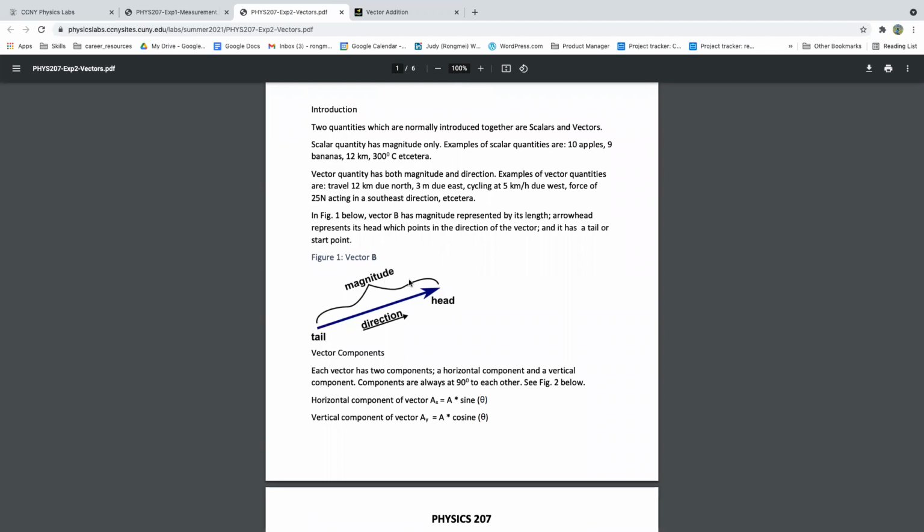Magnitude is the absolute value of this. Let's say this is 3 centimeters long, and the direction is pointing this way, and you have a tail and a head. So when you have a vector, you know the absolute value, which is the length, known as the magnitude, and you will know the direction as well.